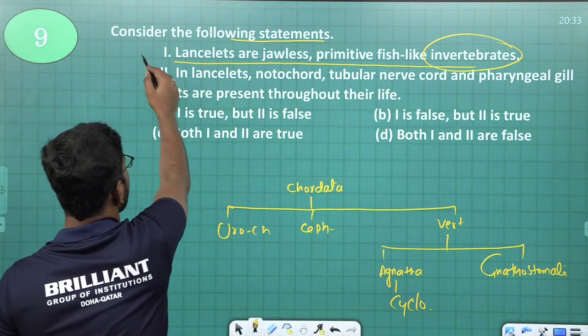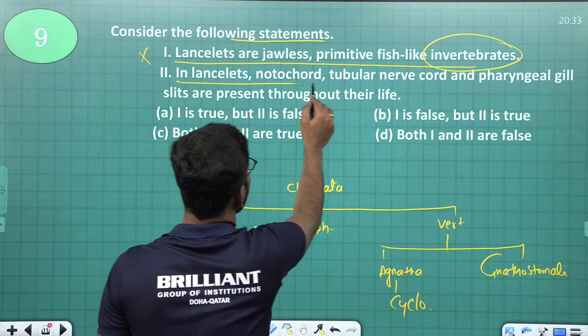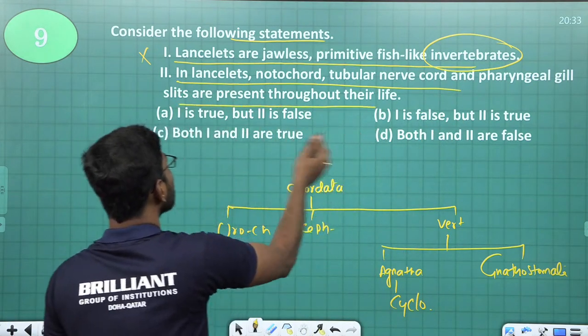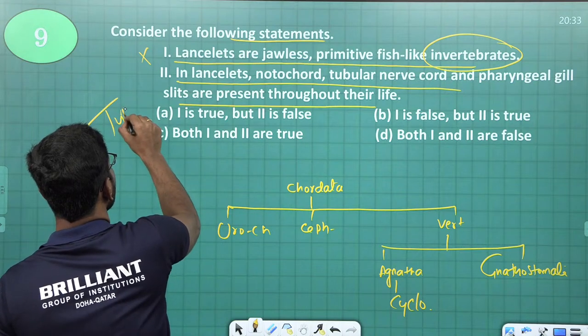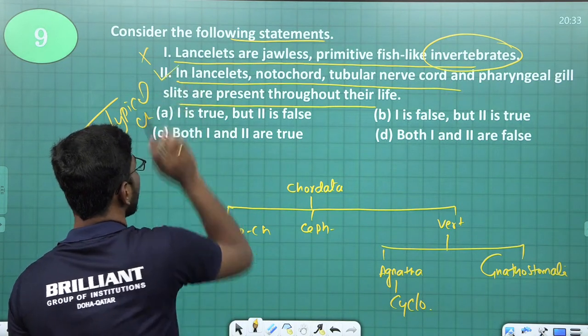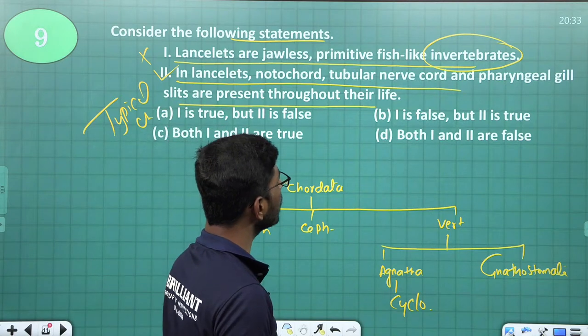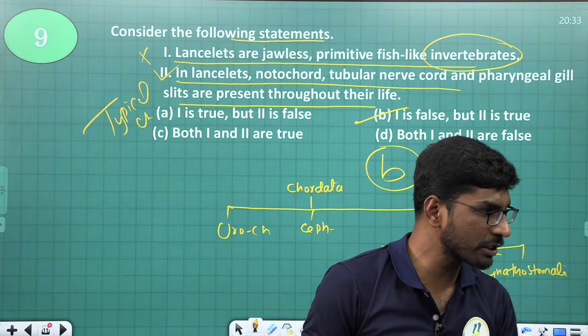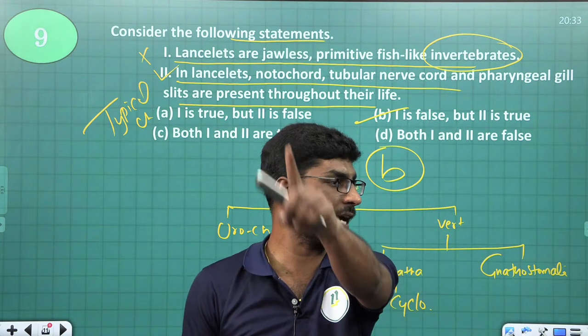So this is an incorrect statement. In Lancelet, notochord, tubular nerve cord, and pharyngeal gill slits are present throughout. That's why they are called typical chordates. So this is wrong. This is correct. Where is the statement right? First one is false, but second one is true. Option B. Am I correct? Option B. Yes or no? Yes. Option B is the right answer.